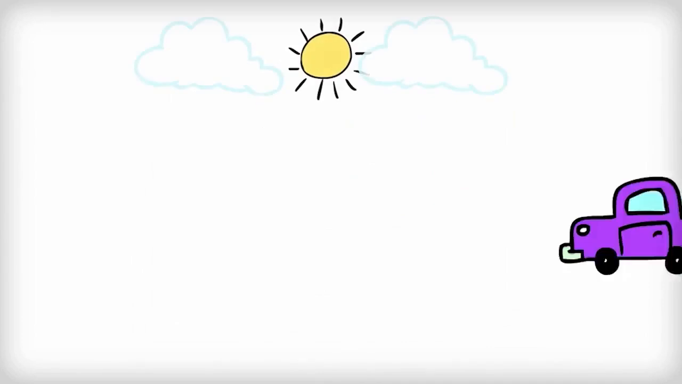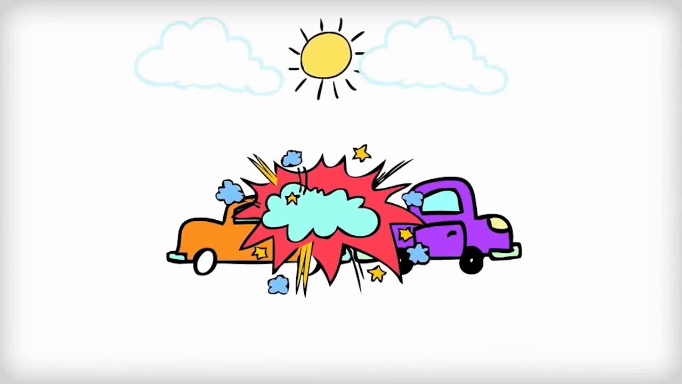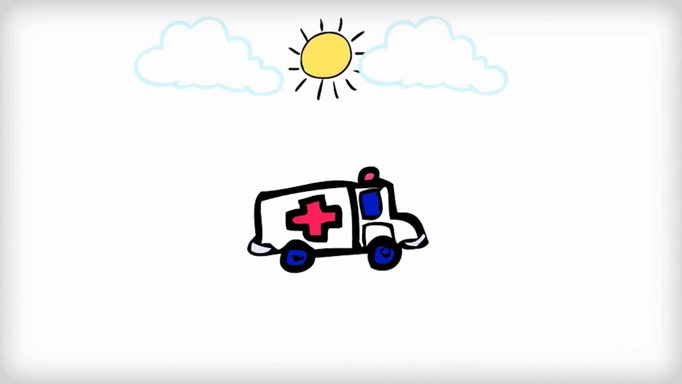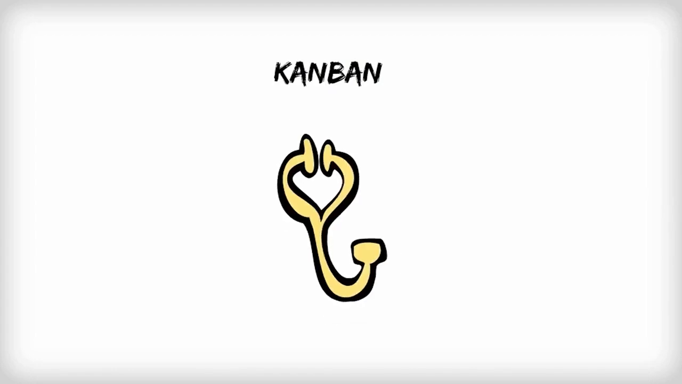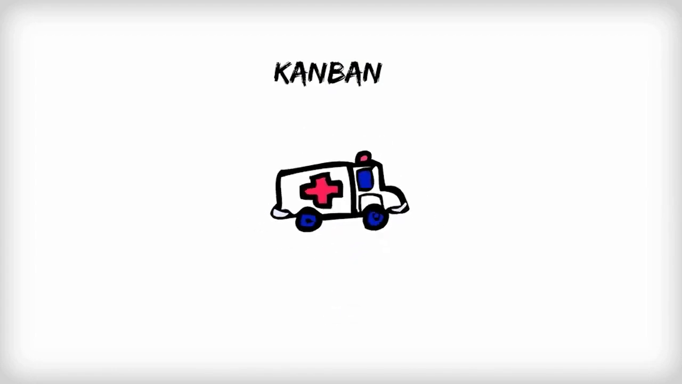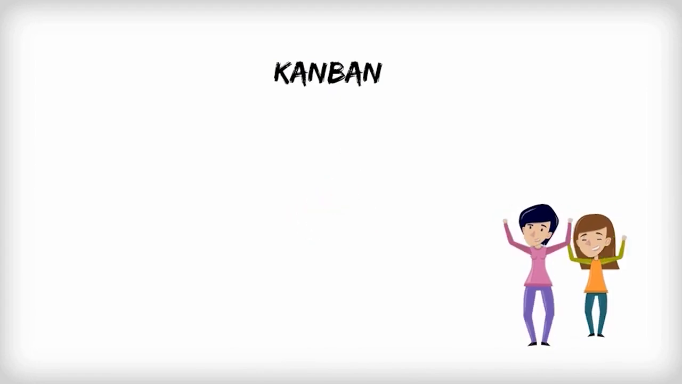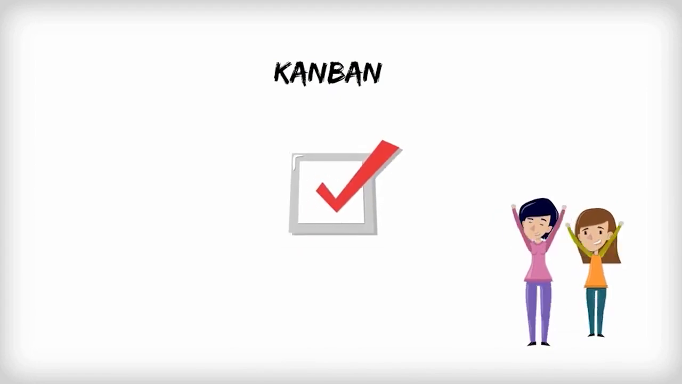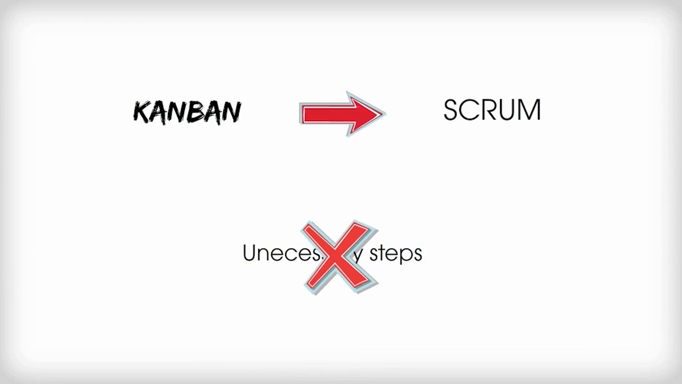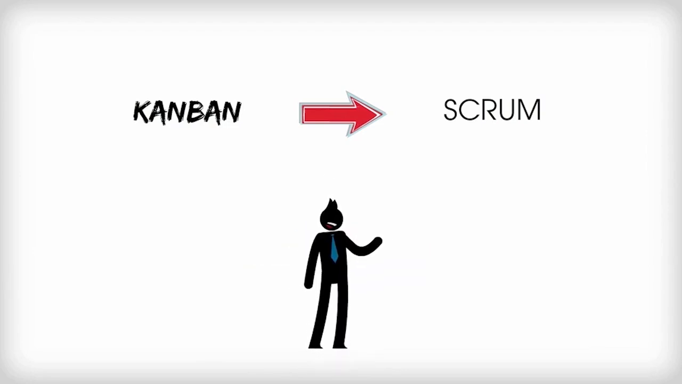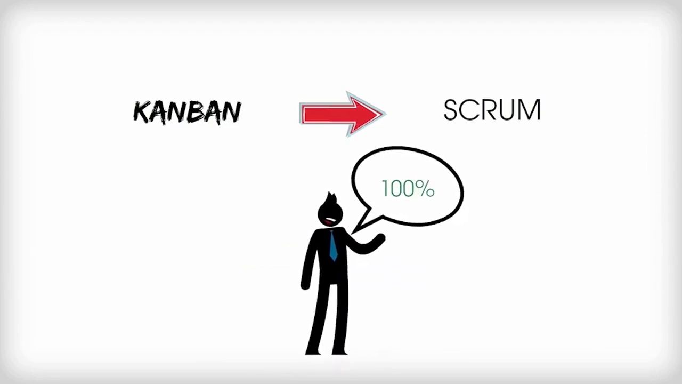Hence, in Kanban, any roadblock is clearly visible to the entire team, and work can be done to remove it immediately. This can be called on-the-spot improvement. Kanban helps teams identify and solve issues as and when they appear. This improves the workflow considerably. We can say that Kanban applied to Scrum will help speed up and smooth workflow by identifying and removing bottlenecks, eliminating unnecessary steps, and concentrating on getting things 100% done in each sprint.